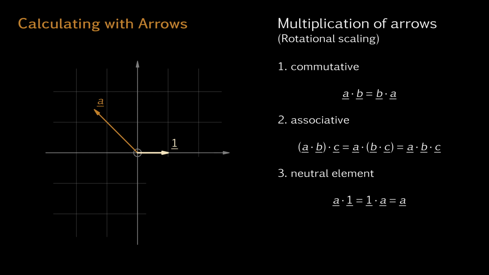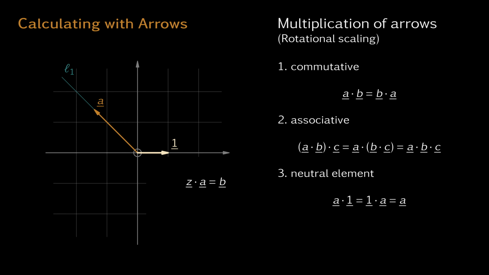As with addition, we'd like to solve equations like z times A equals B. To do this, we have to undo the multiplication of z by A. So we have to find some arrow which multiplied with A gives the unit arrow. How can we construct this inverse arrow?